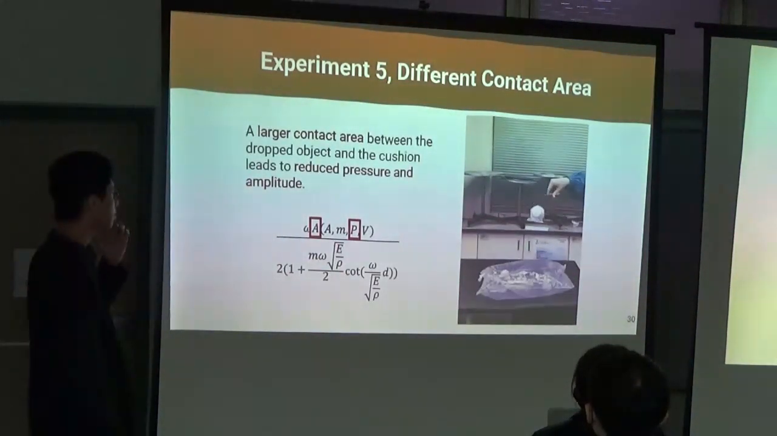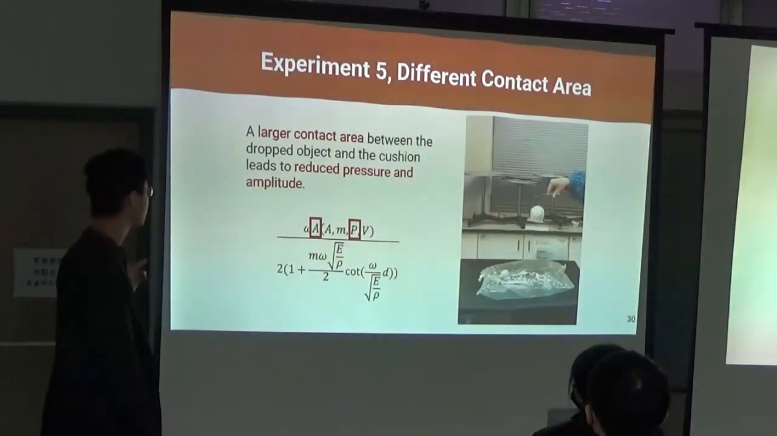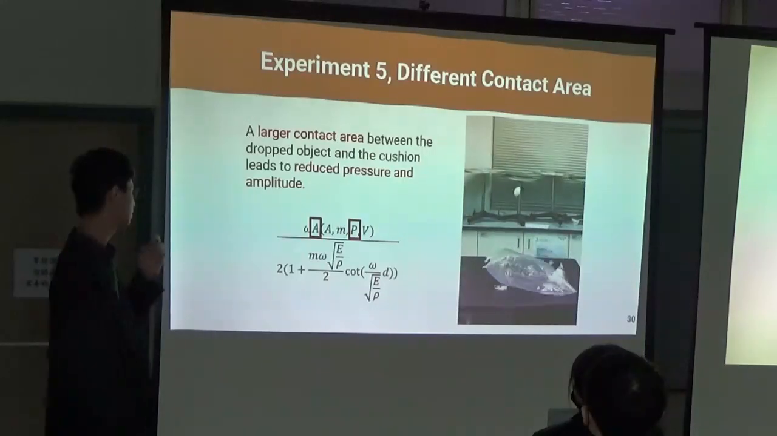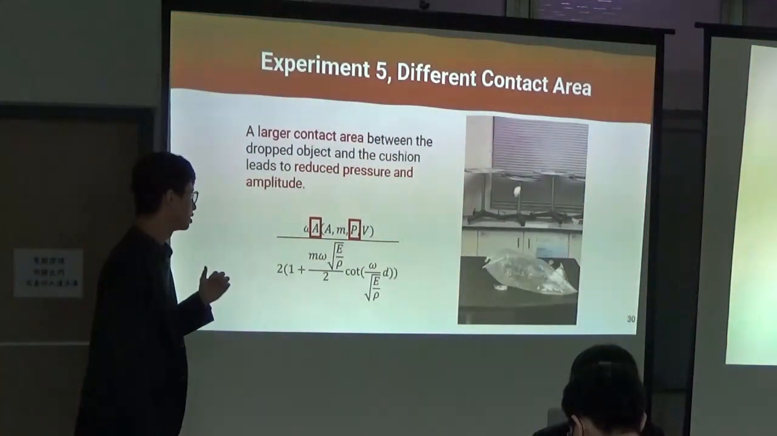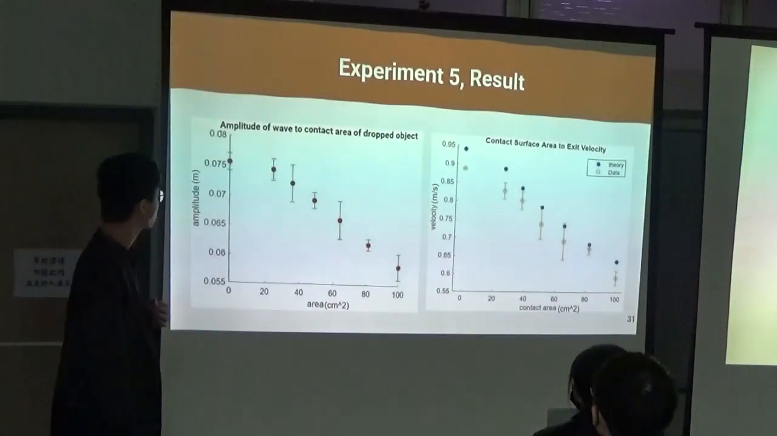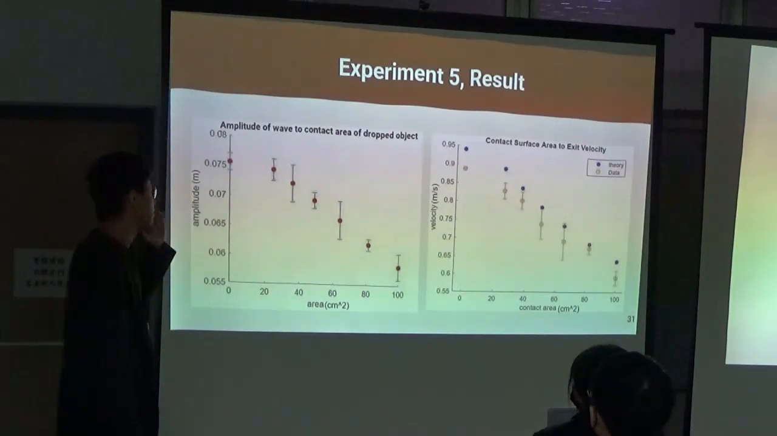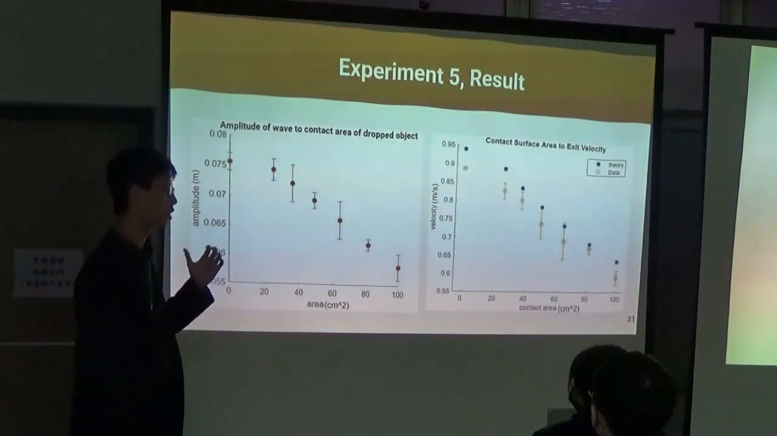For experiment 5, we analyze a different contact area, and as I just mentioned, the larger contact area between the drop object and the cushion leads to a reduced pressure and amplitude, and this causes the x velocity to decrease. For experiment 5, here are some results which fit the theory we proposed.